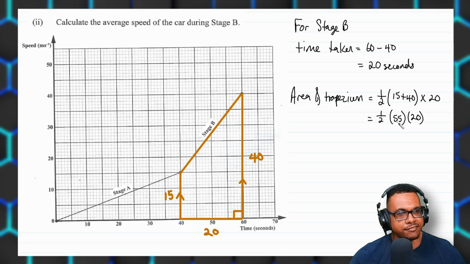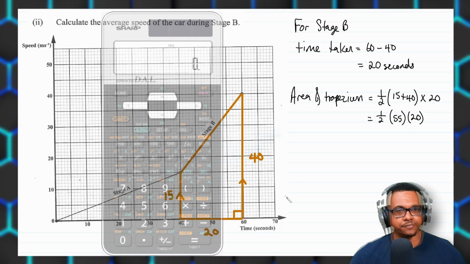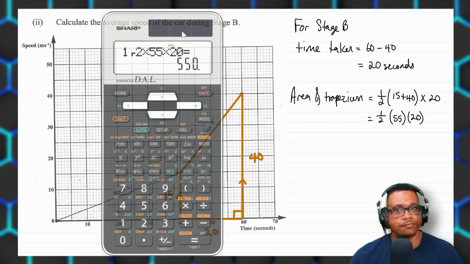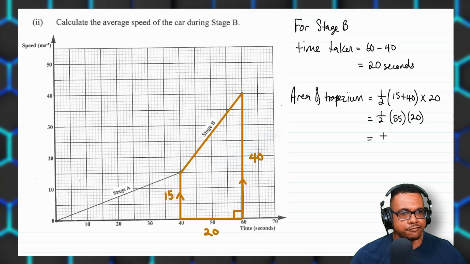All right, so a half times 55 times 20. Working that out, you can put 0.5 for a half or use the fraction button. So 1 over 2, that's a half, multiplied by 55, multiplied by 20, and we get 550. All right, so we have 550. Don't worry about the units.